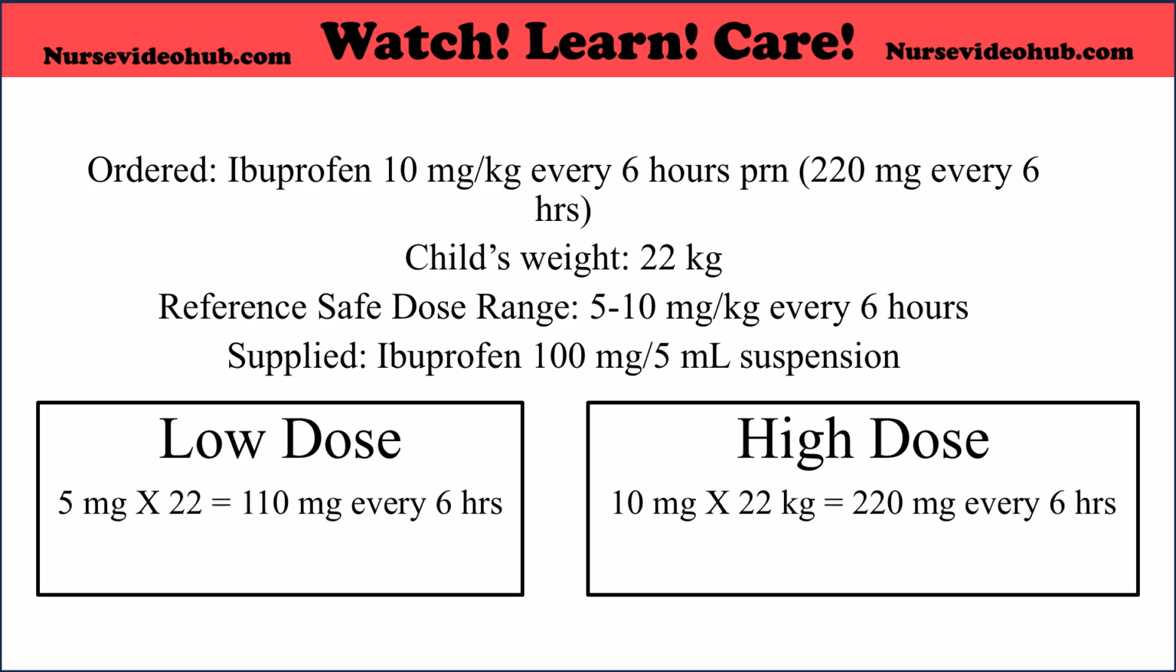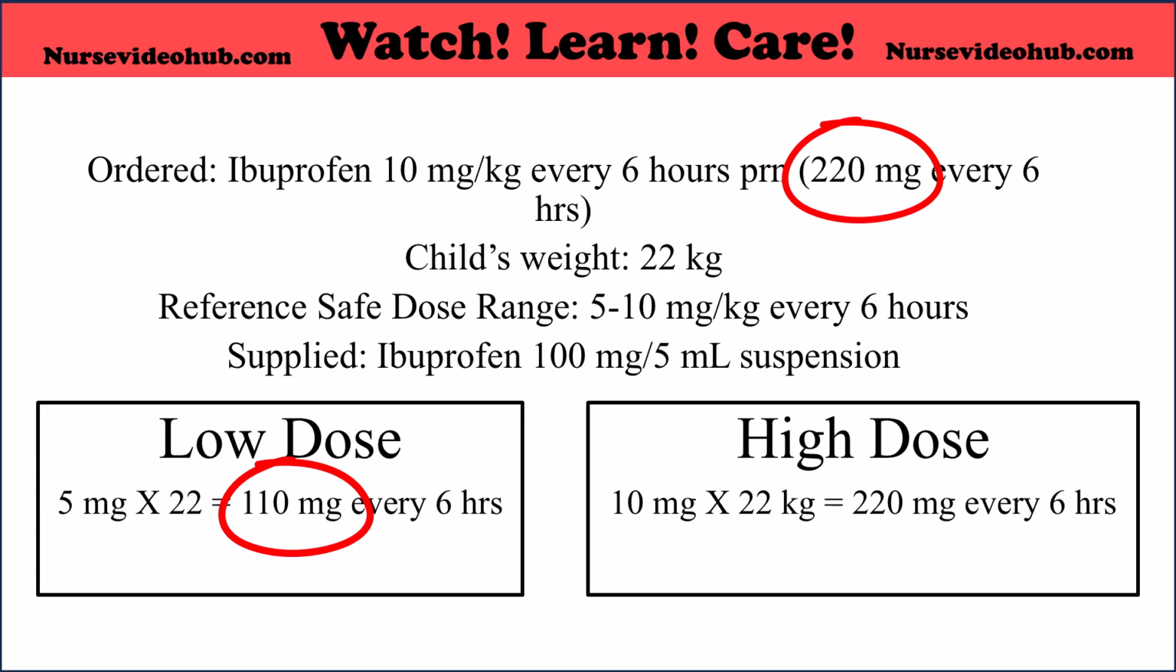But now you must determine if this is a safe dose within the low and high ranges. The low dose range is 5 milligrams times 22 kilograms. The low dose is 110 milligrams every 6 hours. The patient's dose is 220 milligrams, which is above the low dose, so that is good.